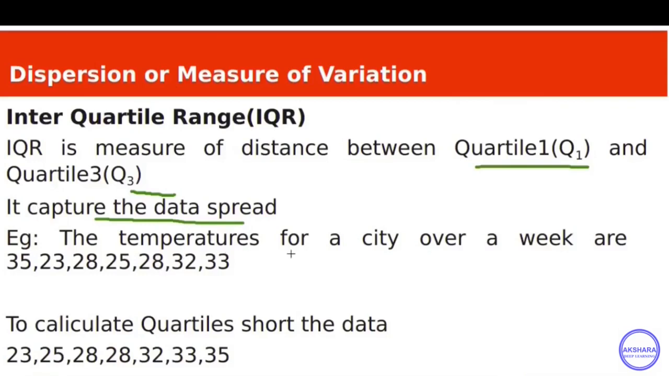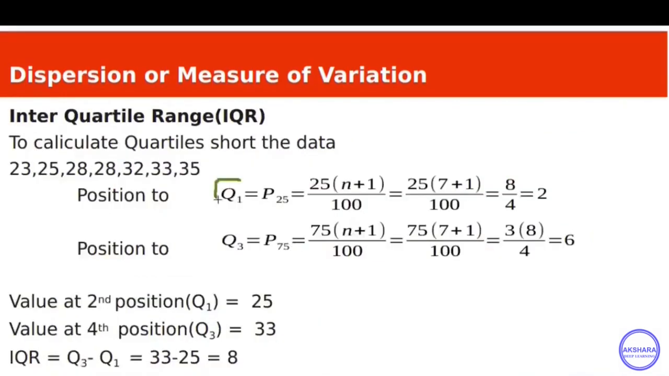For example, the temperatures for a city over a week are 35, 23, 28, 25, 28, 32 and 33 degrees. To calculate the quartiles, sort the data, meaning you have to arrange the data in increasing order. Then the first quartile will be P25, so 25 into (n plus 1) by 100. The number of observations here is 7, so 25 into (7 plus 1) by 100. 8 by 4 is 2. So the first quartile will be the value at position 2, that is 25. Q3 will be P75, that is 6.